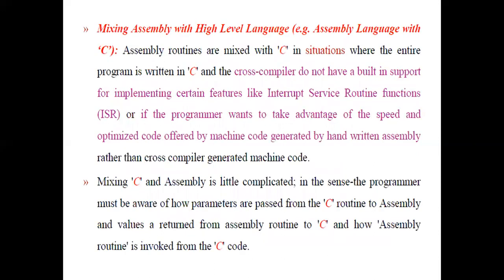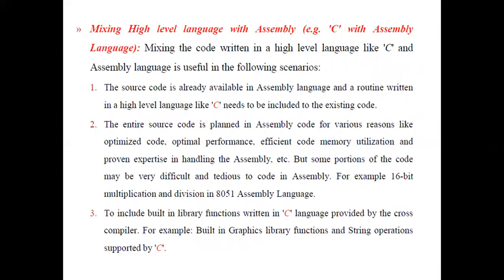First we're going to see mixing assembly language with high-level language. Assembly language routines are mixed with C in situations where the entire program is written in C and the cross compilers do not have any inbuilt support for implementing certain functions. Mixing C and assembly is a little complicated in the sense that the programmer must be aware of how parameters are passed from the C routine to assembly, how values are returned from the assembly routine to C, and how the assembly routine is invoked from C, which is a bit complicated. So these are the steps we're going to follow for mixing high level language with assembly level language.